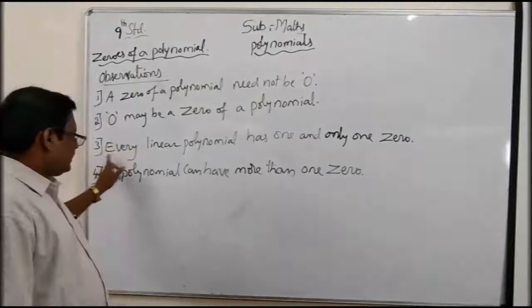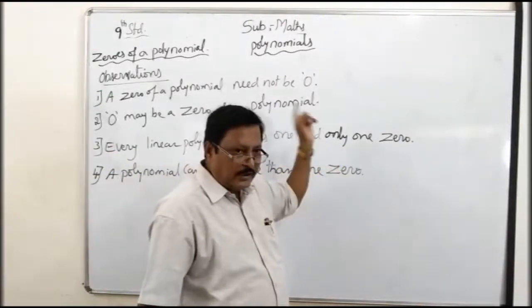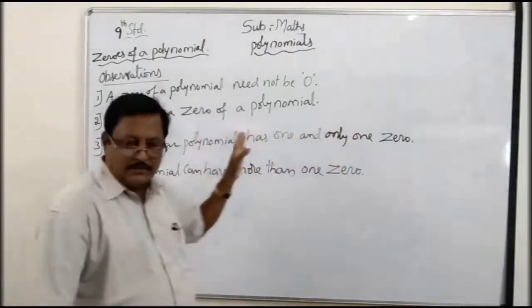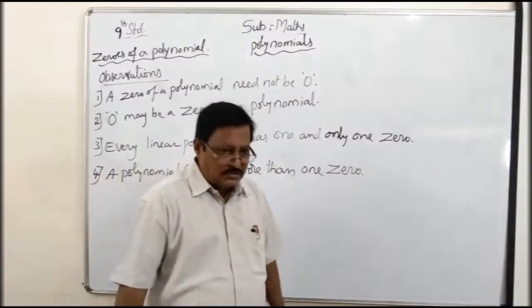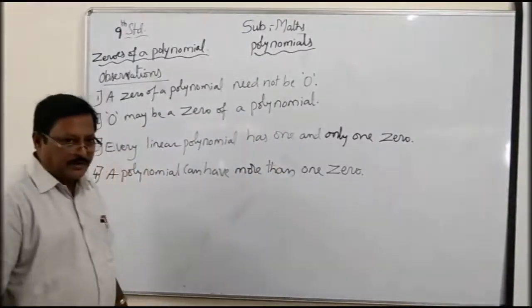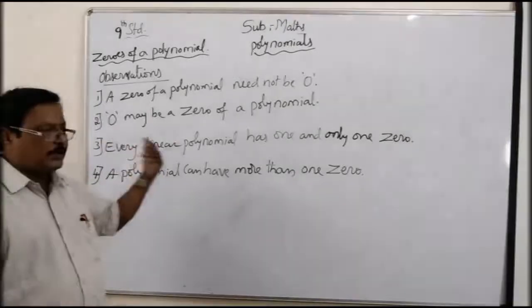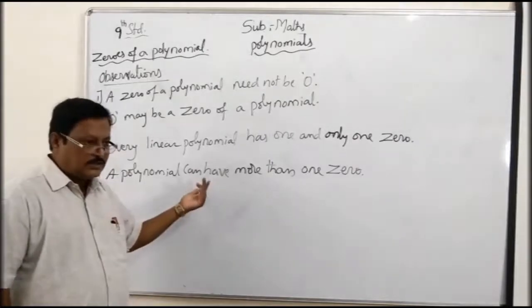Third one, every linear polynomial has one and only one zero. A linear polynomial has only one zero. Next, a polynomial can have more than one zero. Other than a linear polynomial, a polynomial can have more than one zero. This is the observation.